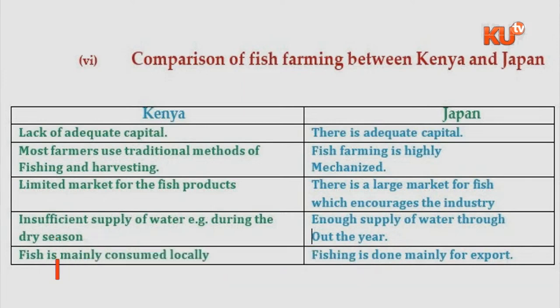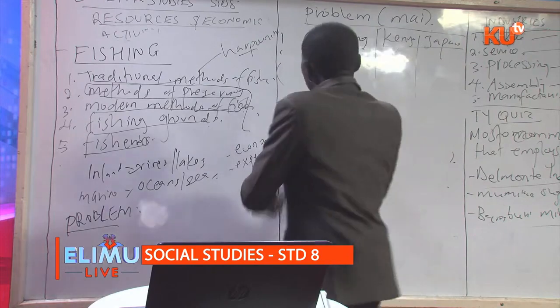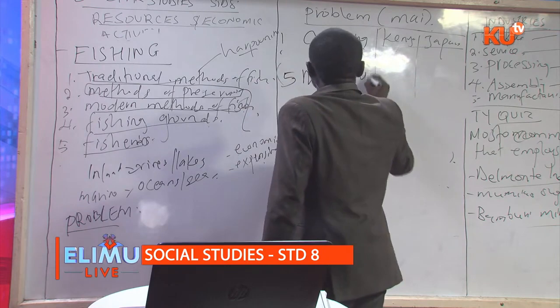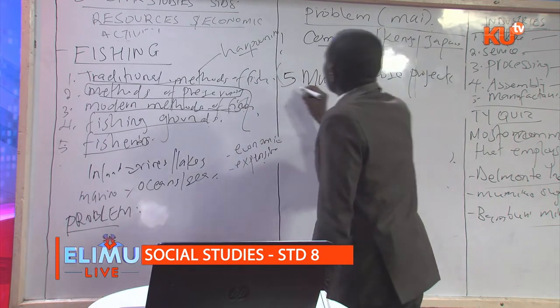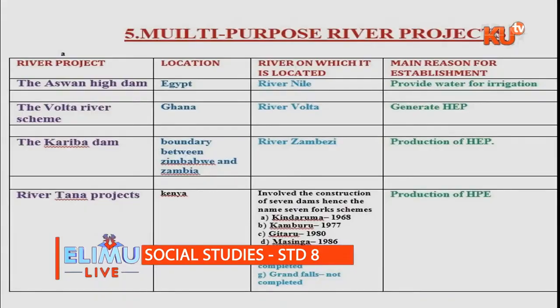Number five, let us look at multipurpose river projects. That is an area that is also most commonly examined, where the candidates will be asked to locate the multipurpose river projects. Number two, you can also be asked to locate the rivers on which they are located. On which rivers are they located?